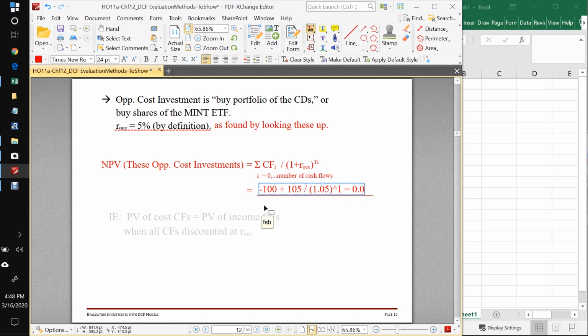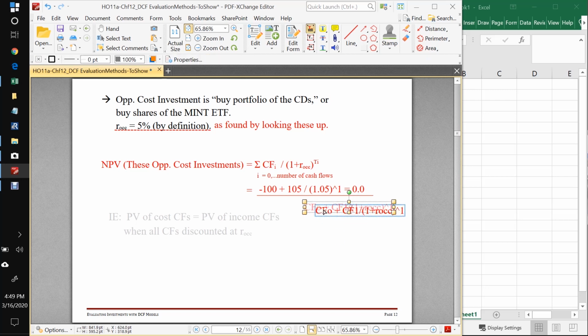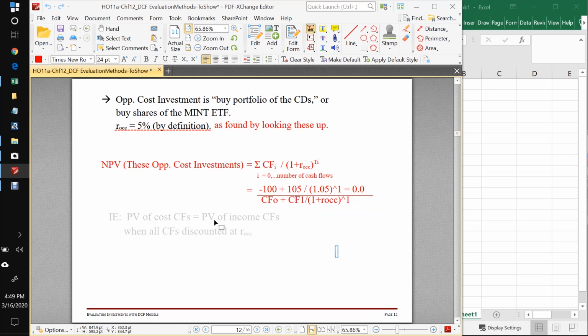And let me just put in a little bit of the algebra for this. So this is going to be CF0 plus CF1 divided by 1 plus ROCC raised to the 1. Okay, so that's where I got that from.